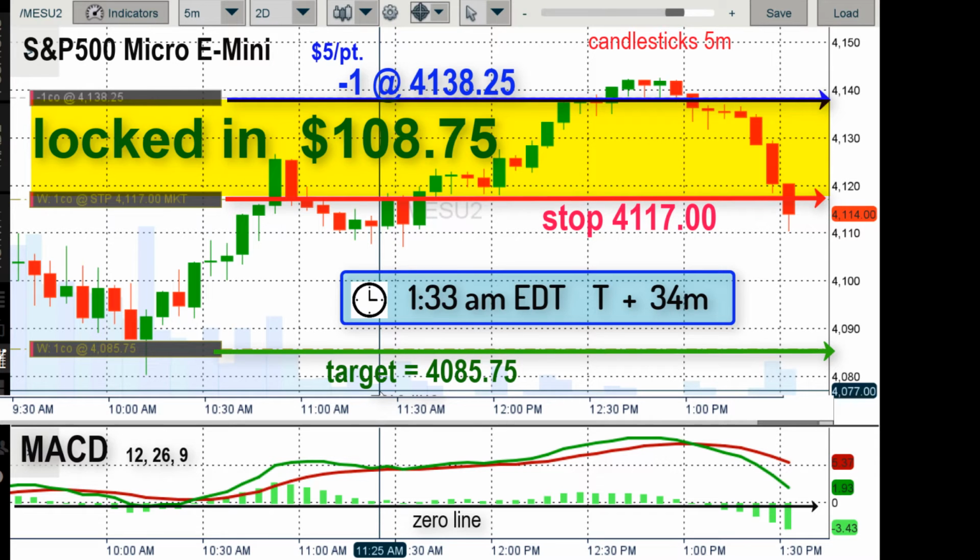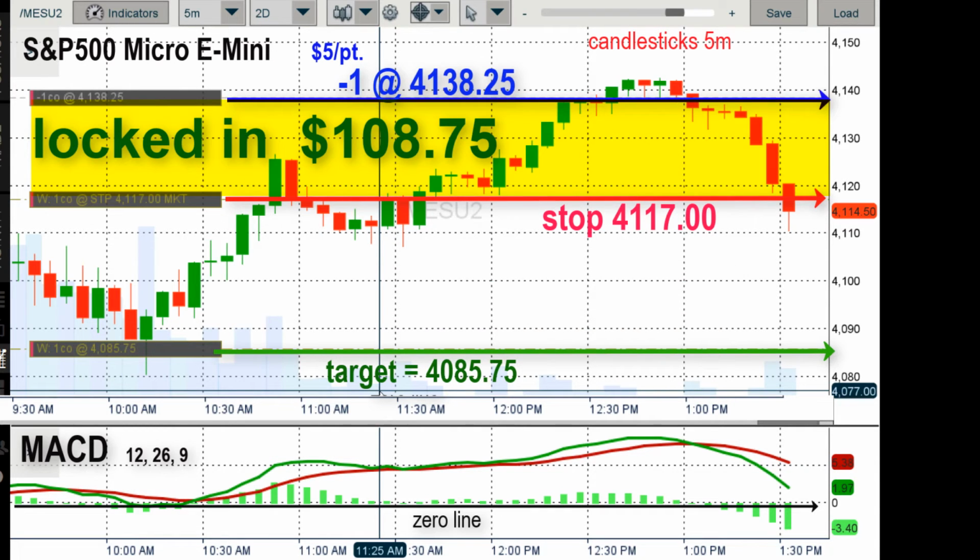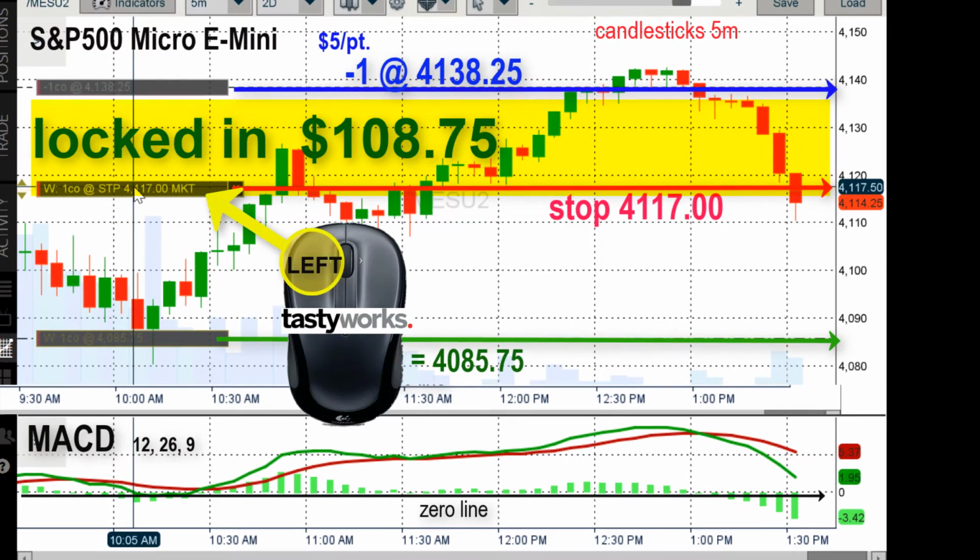I'm 34 minutes in, and the trade is still going strong with about $108 locked in.